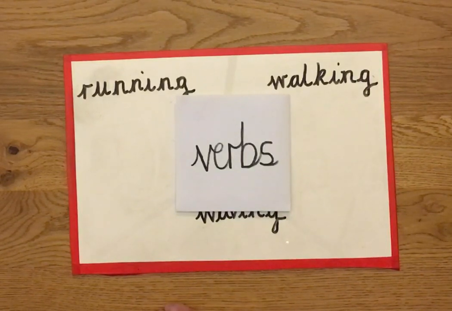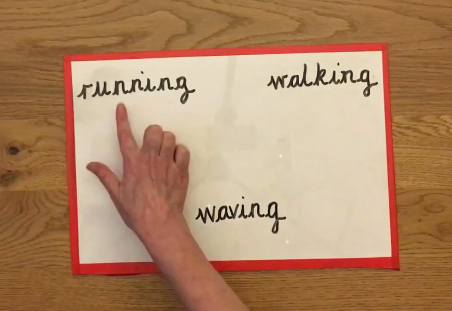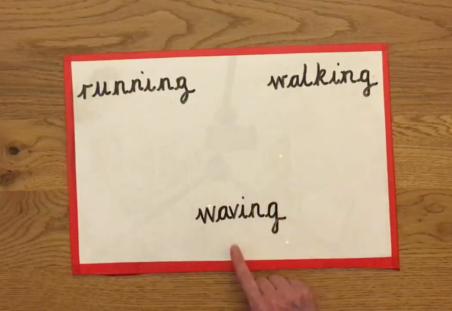Can you remember the verbs that we've already learned? Our action words. That's it. Running, walking and waving. Do you like running? Where do you walk to? And waving. Can you wave? Wave with one hand, wave with two?